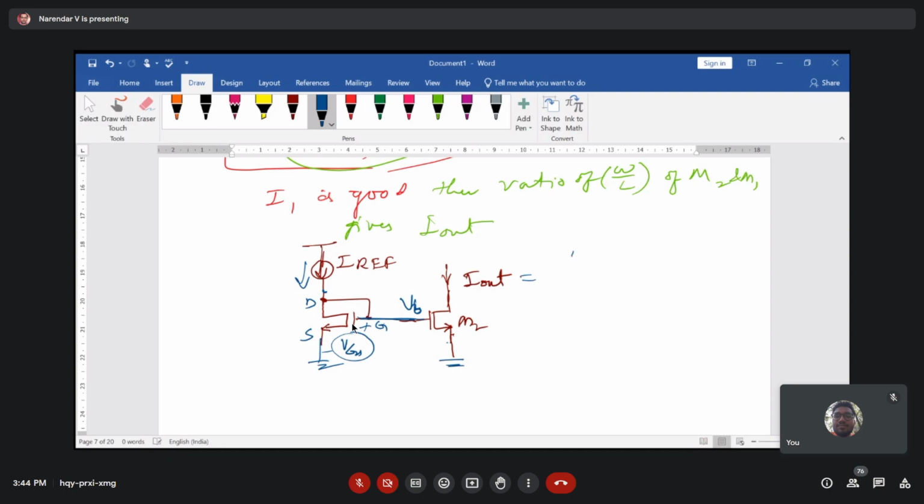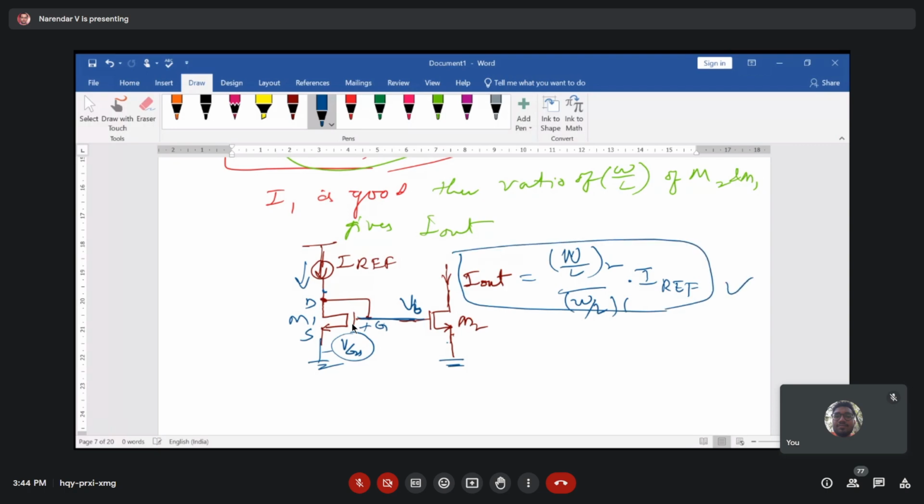Now this I out, this is your M1 transistor, is W by L of 2 divided by W by L of 1 into I reference. This is the current that you can see, and which is independent of all the factors that we were talking about. Okay.